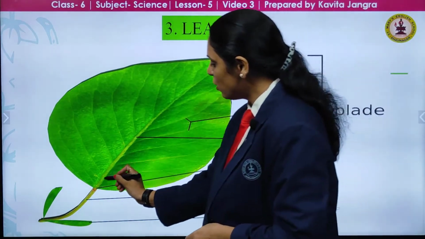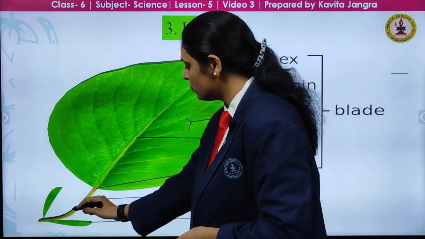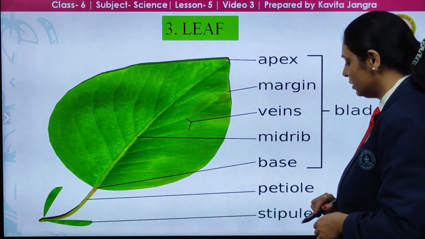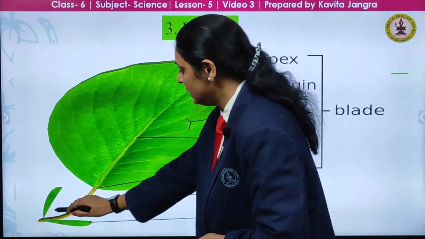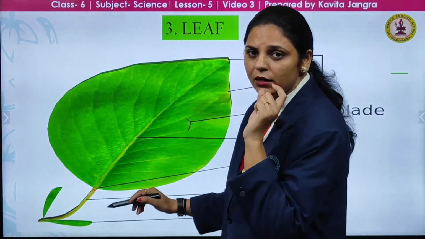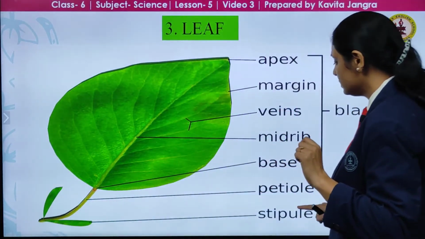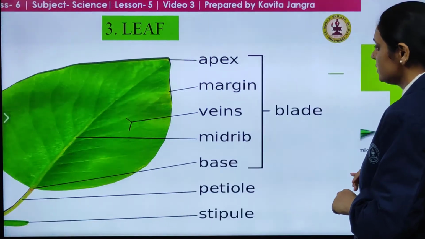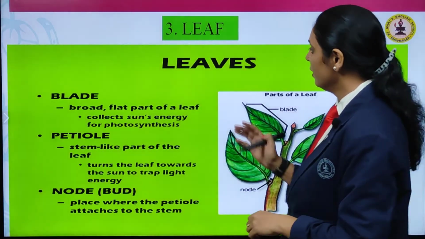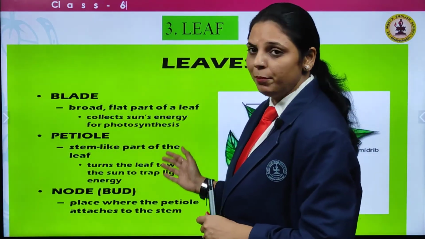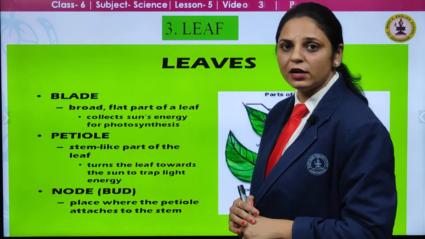Then the small stalk-like structure, if you see over here, this is the petiole. And the light, thin leaf-like structure you see behind over here is known as a stipule. This is the structure of the leaf, very important. The different parts we studied, do you know what is the function of each?